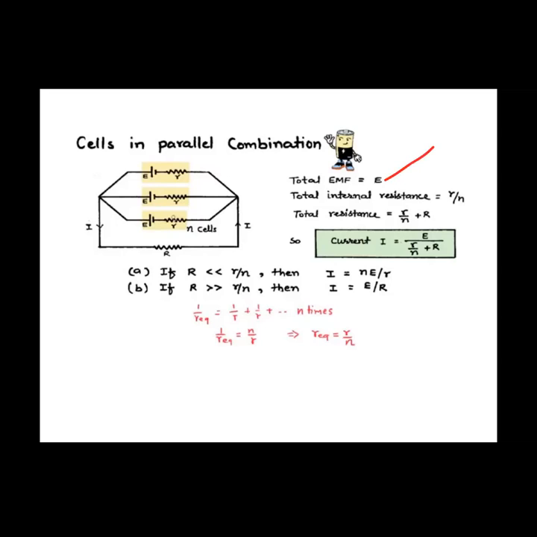Right? What did we do in series? In series we added them, that is E plus E plus E n times, that is nE. But in parallel, the EMF across each branch is equal, it's the same, that is E.